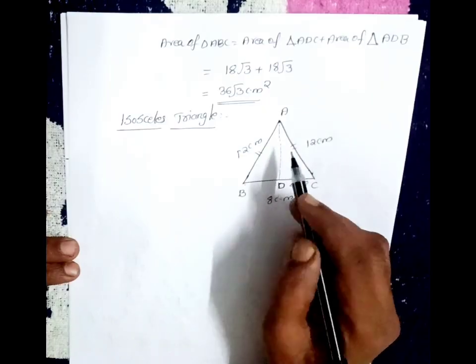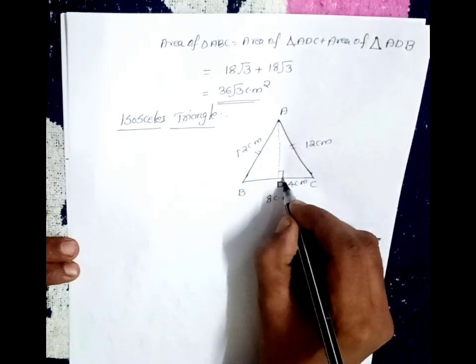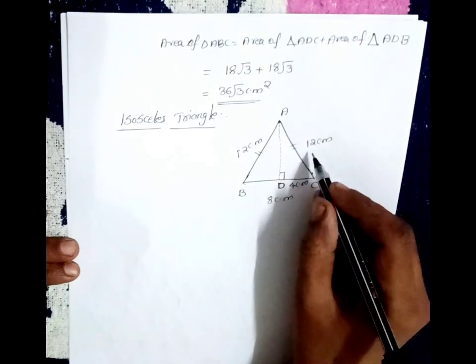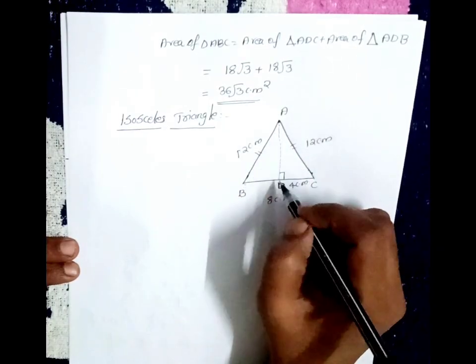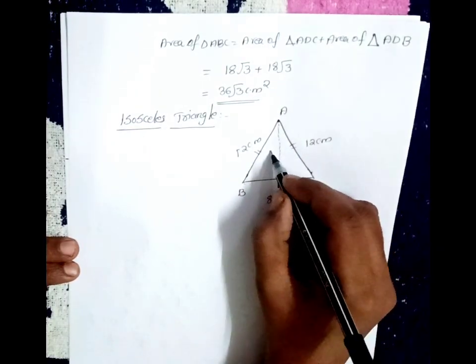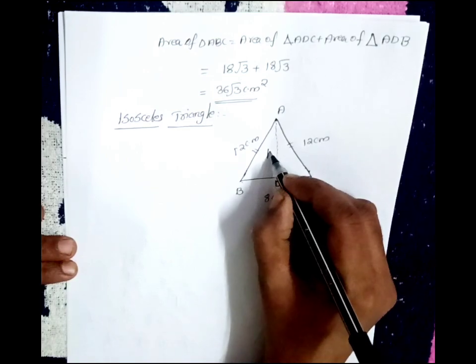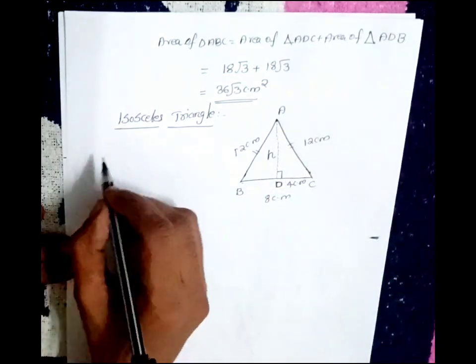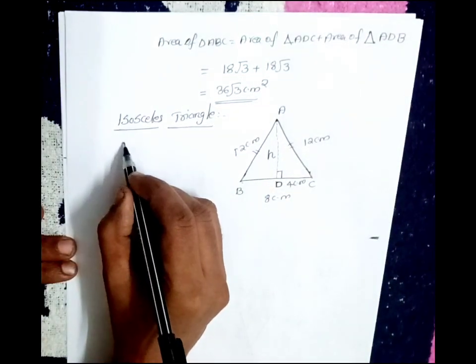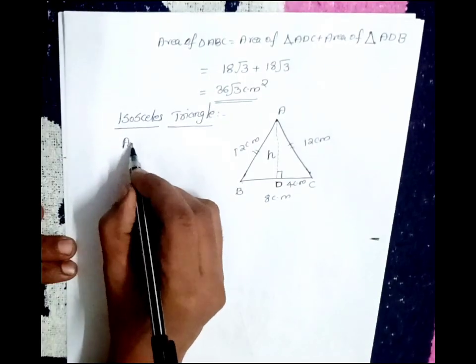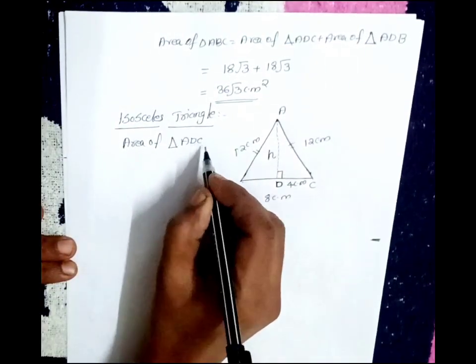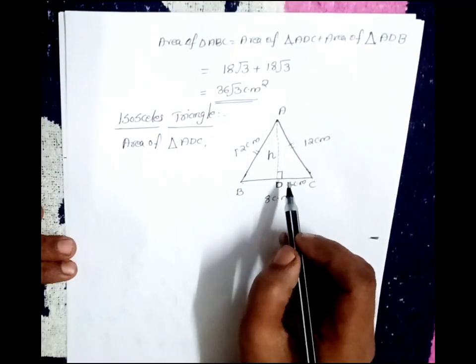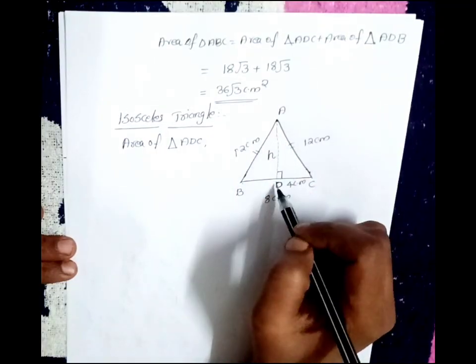Now, here the triangle ADC is a right angled triangle. Therefore, the opposite side AC is the hypotenuse and the perpendicular length is called altitude. Altitude can be denoted by the letter H. Therefore, find out the area of right angled triangle ADC. But here we have to find out the length of the altitude.